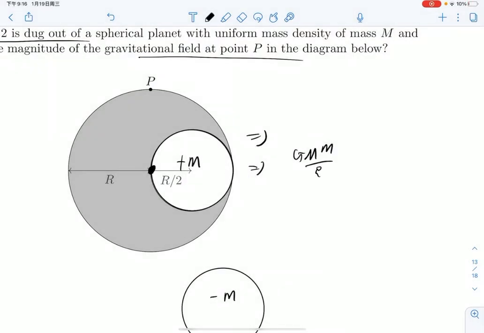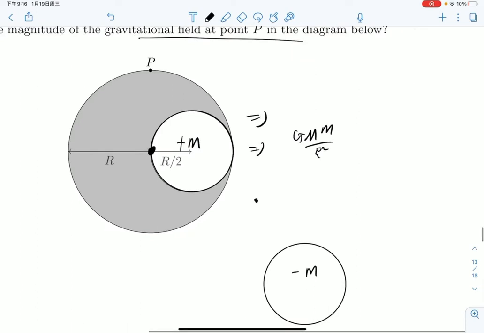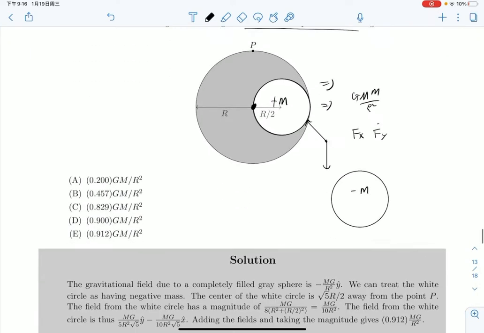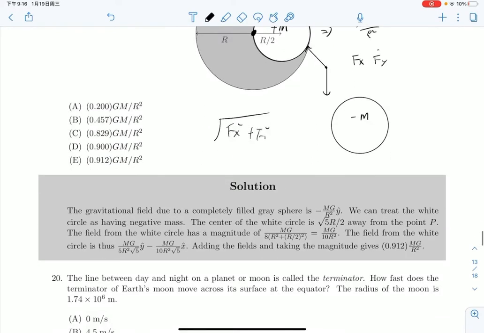Now you need to consider the force of the negative mass. The negative mass is basically repelling the point P. If you calculate the force in the x direction and the force in the y direction and take the square root of fx squared plus fy squared, you can get the answer, which is C. This question is really hard to calculate.